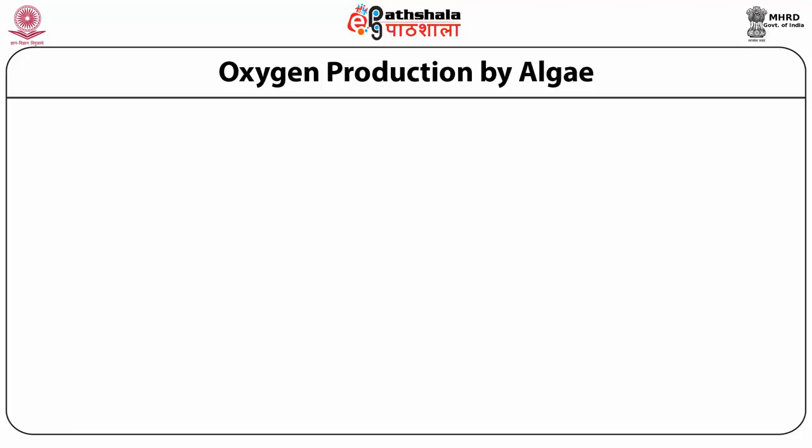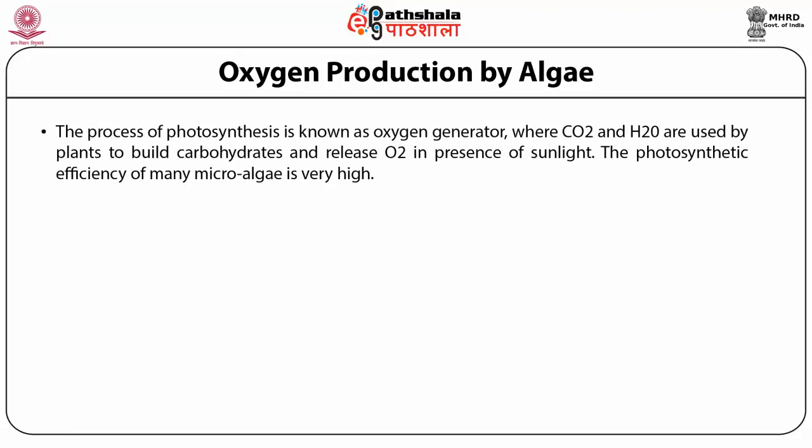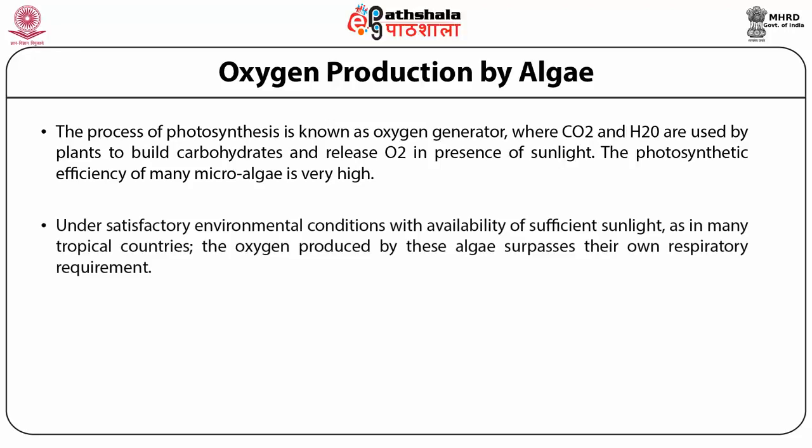Oxygen production by algae. The principle of photosynthesis is known as the oxygen generator, where carbon dioxide and water are used by plants to build carbohydrates and release oxygen in presence of sunlight. The photosynthetic efficiency of many microalgae is very high. Under satisfactory environmental conditions, with availability of sufficient sunlight, as in many tropical countries, the oxygen produced by these algae surpasses their own respiratory requirement.